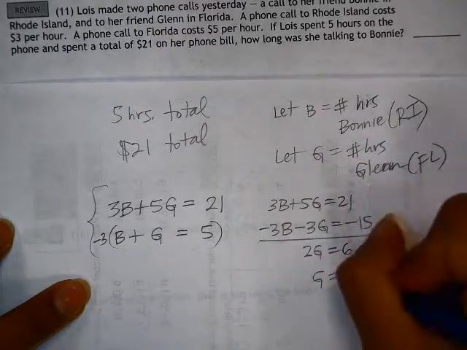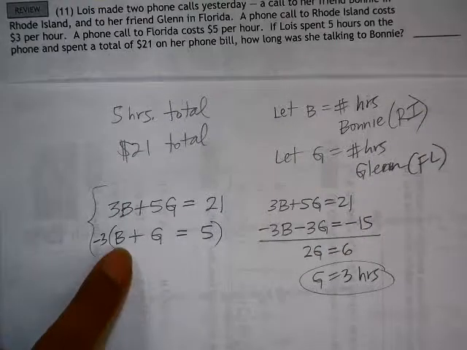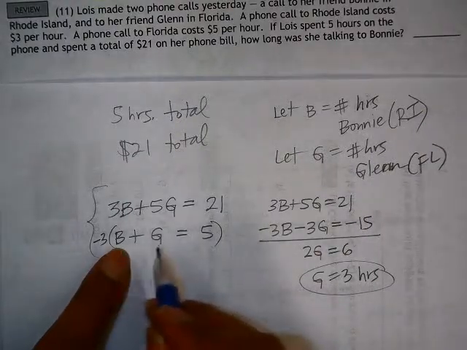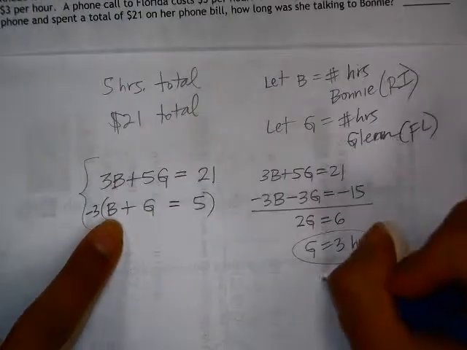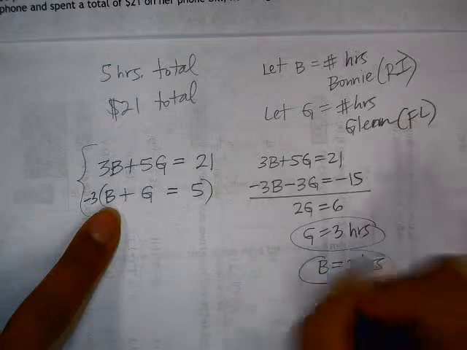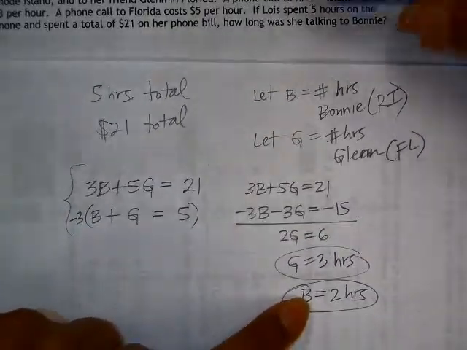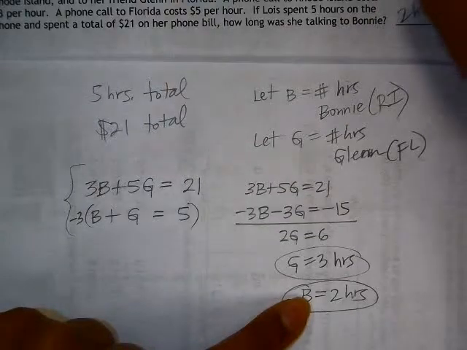So we can tell here that she talked to Glenn for 3 hours, which means if the total Bonnie plus Glenn is 5, then I know that she talked to Bonnie for 2 hours. Bonnie is the answer to the problem because how long was she talking to Bonnie? This would be 2 hours total.